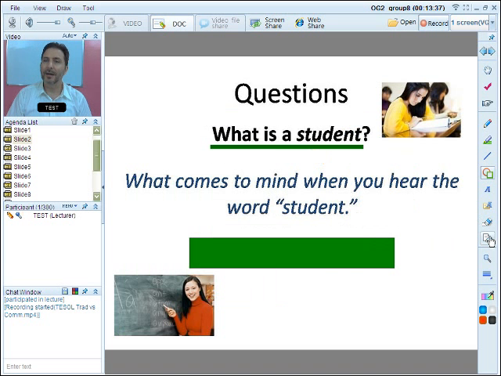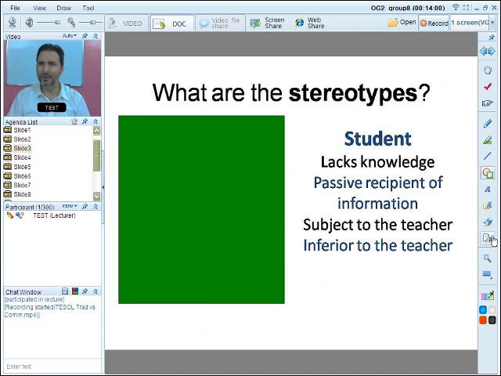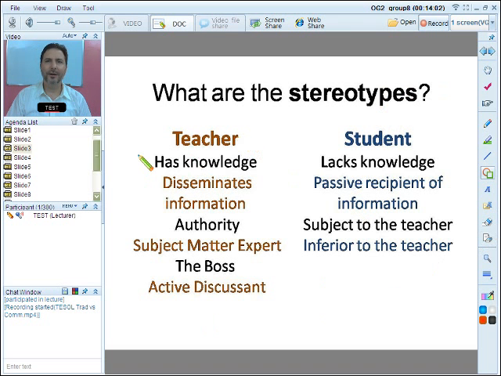Now let's go back. I'm going to ask you the next question. When you hear the word teacher, what comes to mind? Think about that. What comes to mind when you hear the word teacher? It could be a picture, it could be some words that come to your mind. But let's look at this. And I'm going to remove that. Okay? Now, possible stereotypes that may come to your mind, my mind, certainly have come to other people's minds.